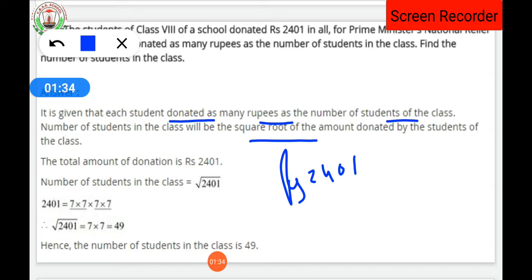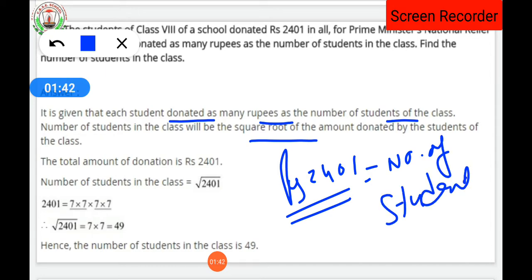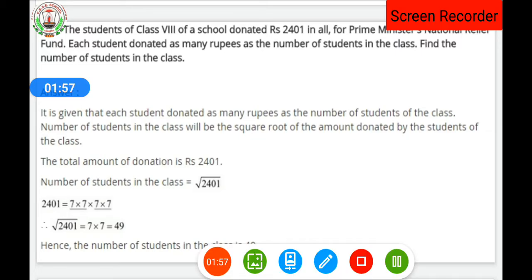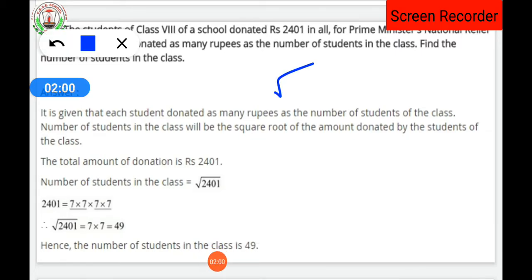Now the donation money will be equal to the number of students. In the question it is asked to find the number of students in the class. So according to the question we are going to find the square root of the donation money, that is 2401 rupees. For finding it, you can use any method, any factorization method.